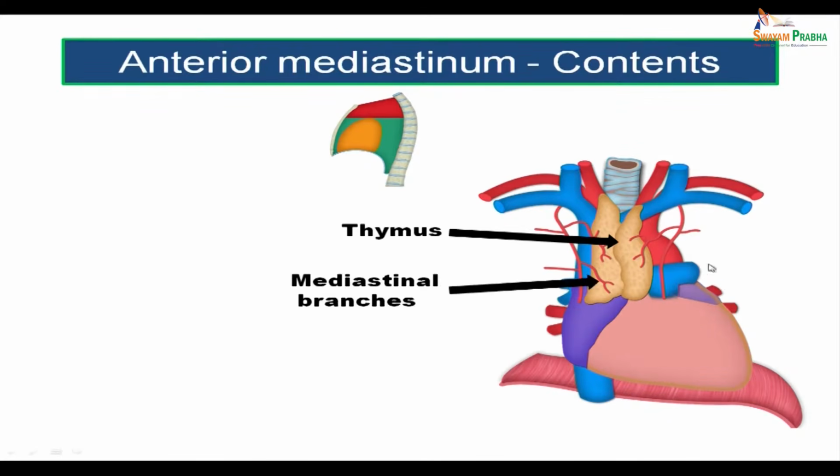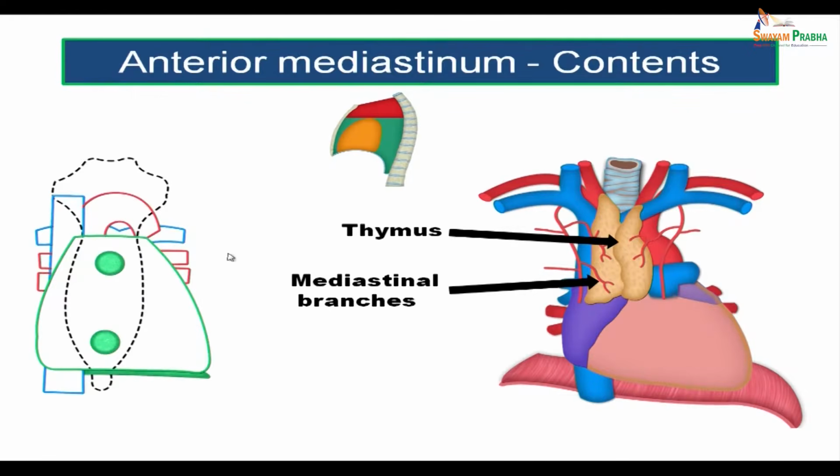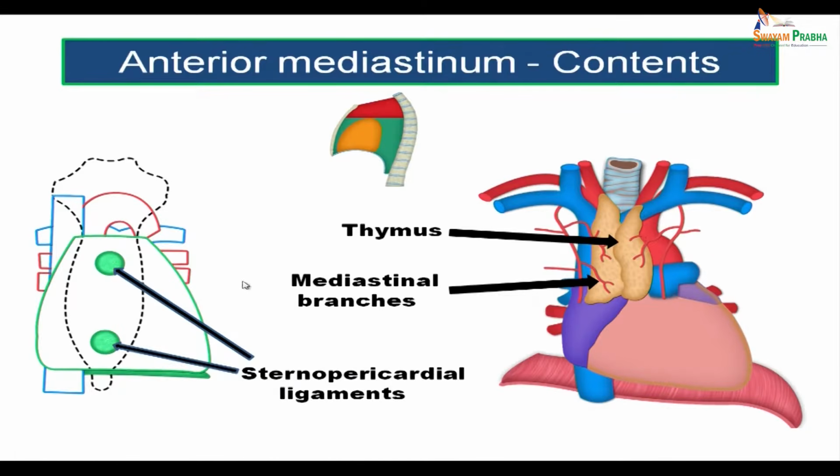It is an important organ because it produces thymosin which helps in bringing about immunity. We also find certain arteries which are present here. They are the mediastinal branches coming from the surrounding arteries like the internal mammary or the internal thoracic artery. We also find certain ligaments attaching the pericardium to the sternum. These are called sternopericardial ligaments. There are two, a superior sternopericardial and an inferior sternopericardial ligament.